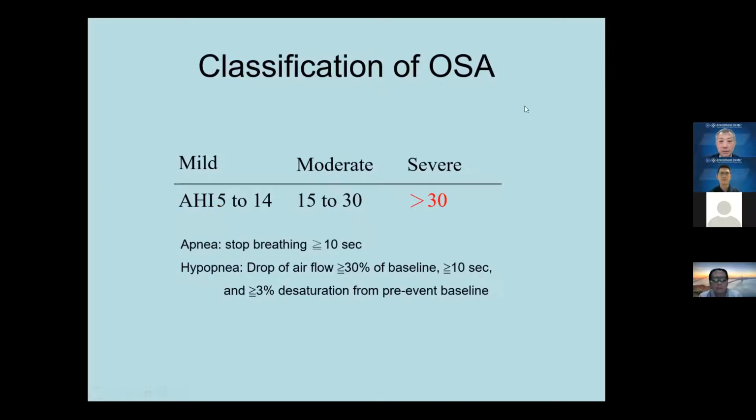So the classification of OSA is based on the frequency. In 1 hour, if the patient has 5 to 14 episodes of obstruction, we say it's mild. More than 15, we say it's moderate. More than 30, it's severe.